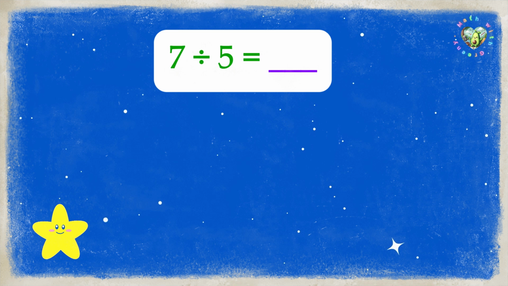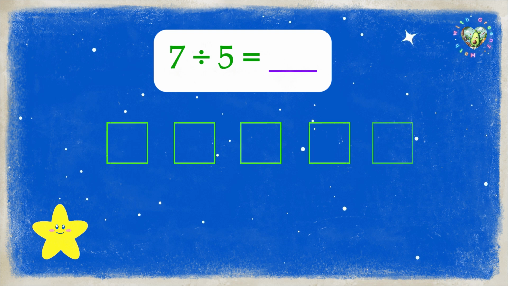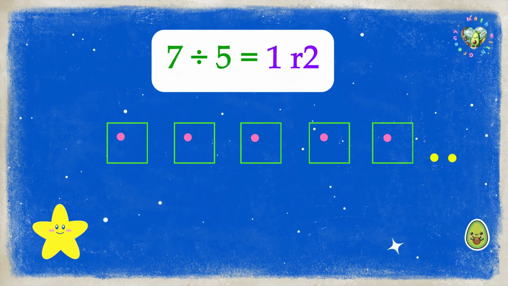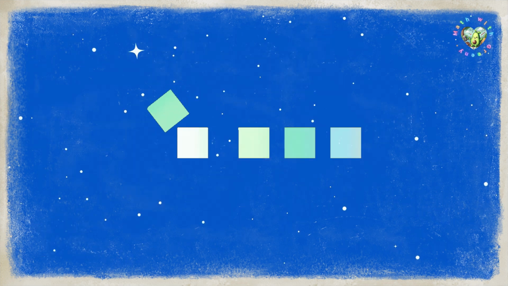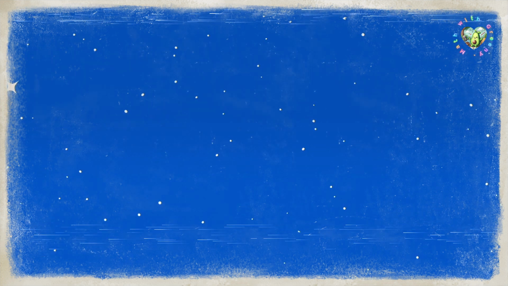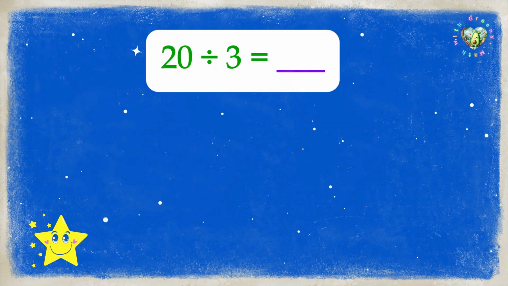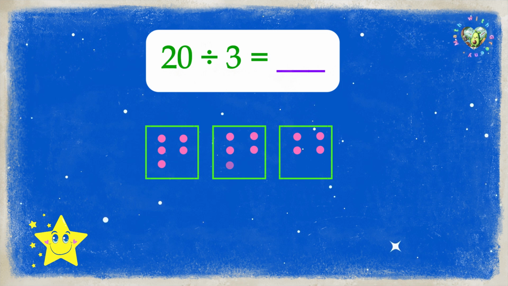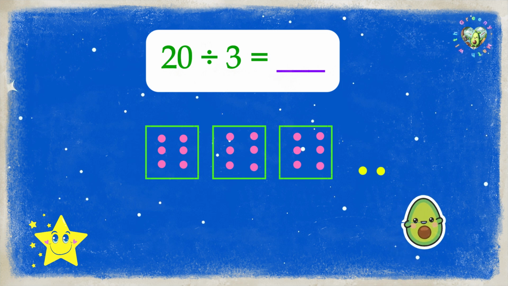7 divided by 5. 7 divided by 5 equals 1 remainder 2. Perfect. Last one. 20 divided by 3. 20 divided by 3 equals 6 remainder 2.